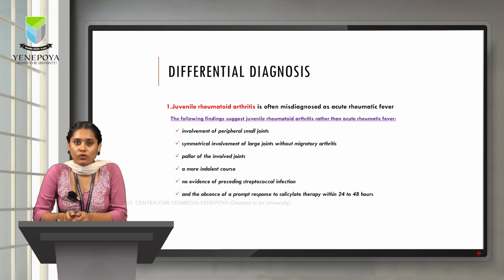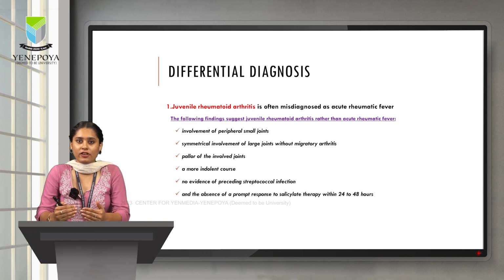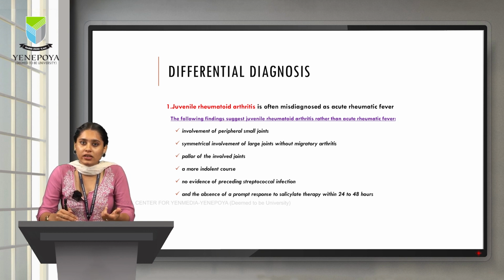So we have already known if salicylate is given as a therapy for the patient with acute rheumatic fever, usually the inflammation will be reducing, but here in case of juvenile rheumatoid arthritis, there will be the absence of this reduction in the pain or the inflammation. So these will suggest that it is juvenile rheumatoid arthritis rather than acute rheumatic fever.